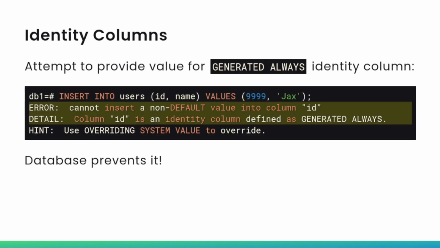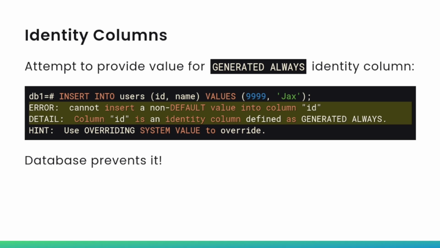So let's see what it looks like. If we define our identity column as generated always, and someone tries to create a user, in this case the user Jax, and provide the value 9999 for the ID column, we can see that we get an error saying that column ID is an identity column defined as generated always, meaning we cannot provide a value for that.